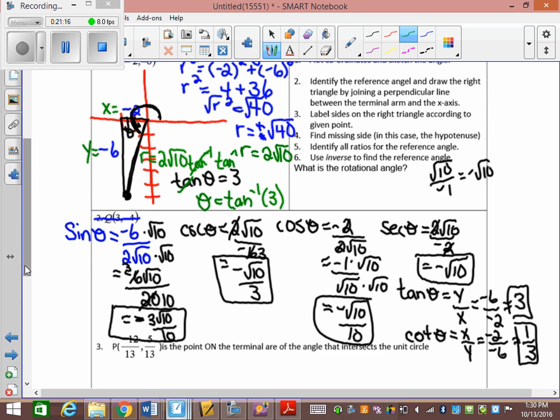So mode, and then go to degrees, and second tan of 3, and I get 71.5. Okay, so I'm going to do 72. I'm going to treat theta as 72, so theta equals 72 degrees. Now, what is my rotational angle? How do I find it? How far is it from here to here? 180. How far is it to here? 72. So 180 plus 72 is 252. So what's my rotational angle? 252. 180 plus 72.